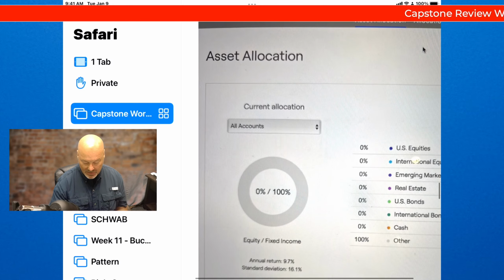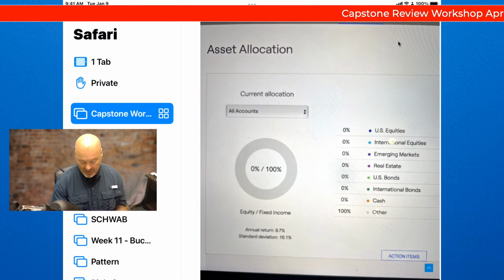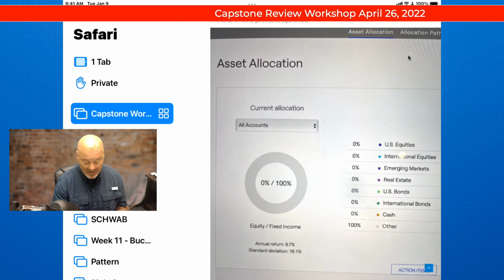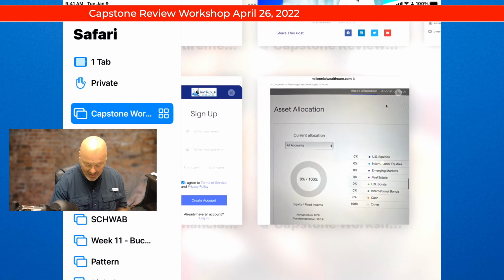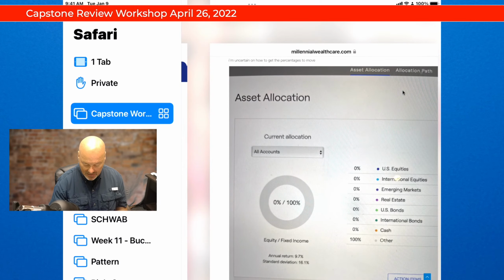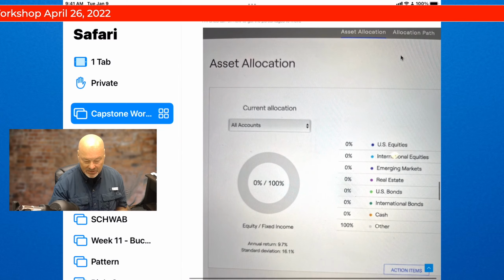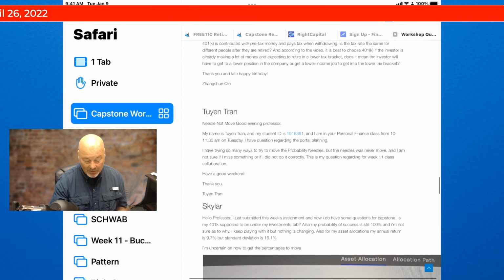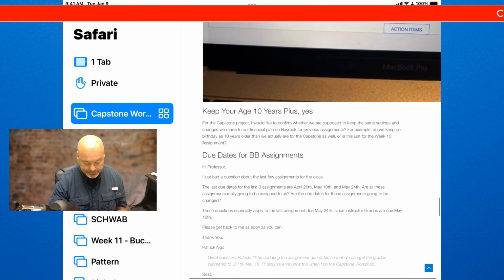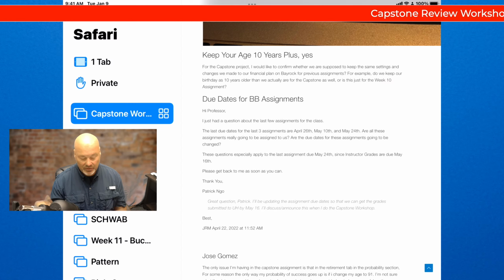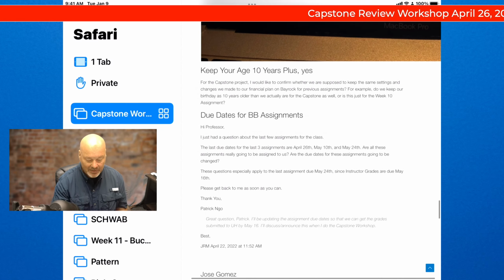Okay, so let's see what we have here. So yeah, this is just pretty simple. Asset allocation makes a huge difference, and your asset allocation looks like it's 100% cash. I can't tell because of the screenshot. It's other, so I'm not sure what other is. Probably cash. But that's what you need. I would start there. Yes, keep your age 10 years older. Hopefully that's clear by now.